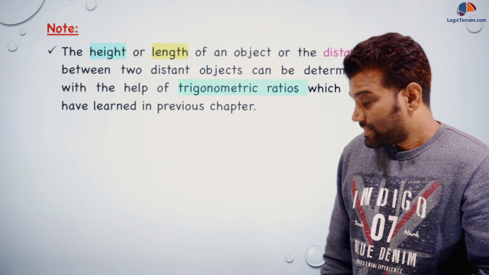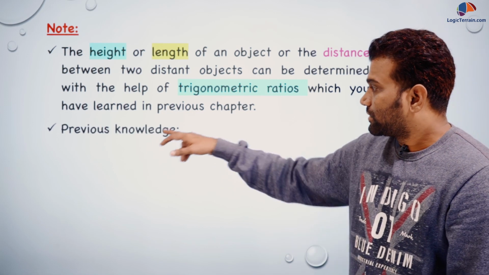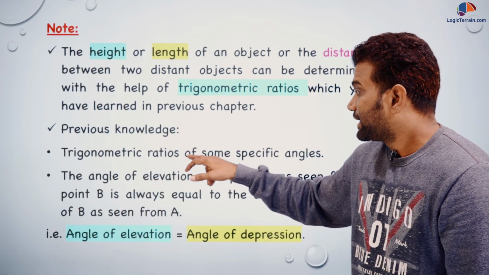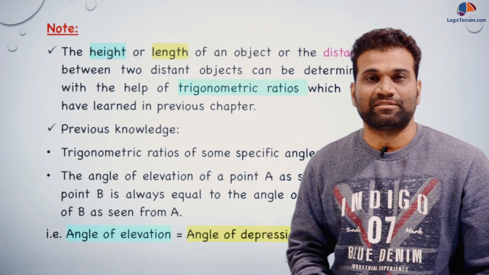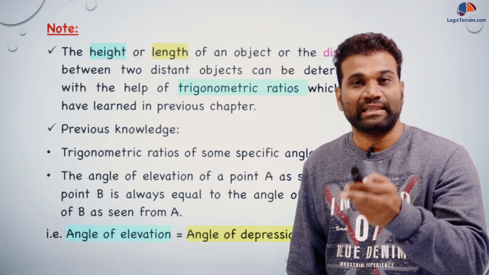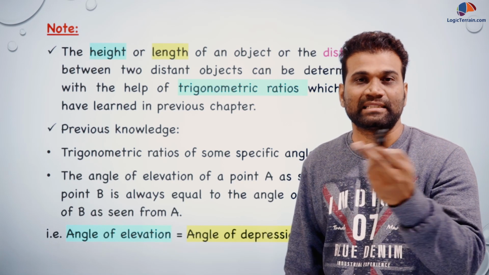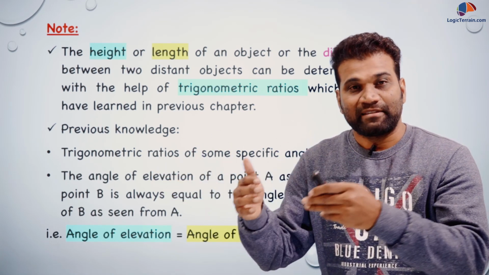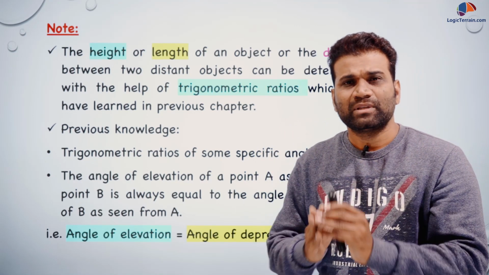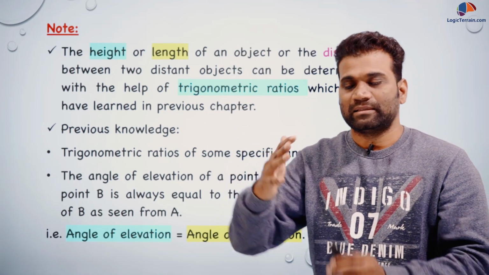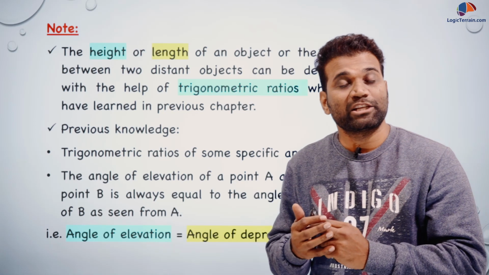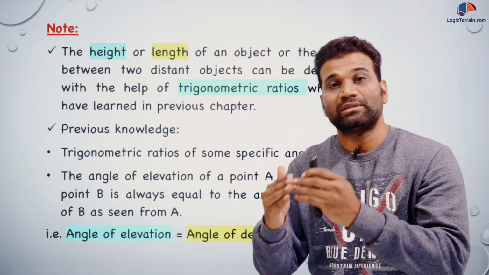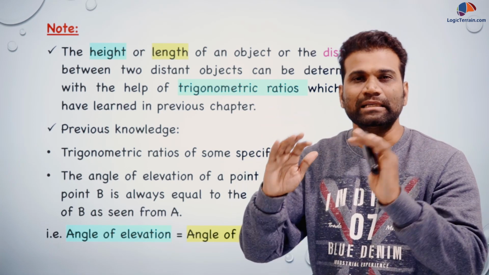Okay. Next, some other previous knowledge you require. What is that? Trigonometric ratios of some specific angles as well. That is sine 0 degrees, sine 30 degrees, sine 45 degrees, and so on. Similarly, cos values, tan values, and so on. But mostly we require these three only. Mostly we use the trigonometric ratio tan theta, and apart from tan theta, sometimes we use sine and cos as well. So these three are sufficient.